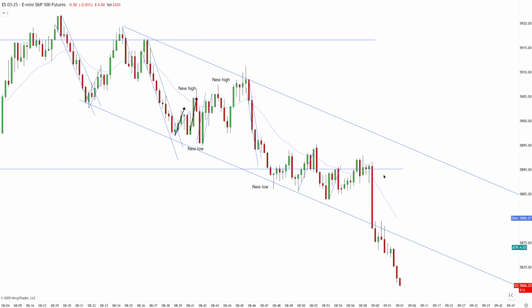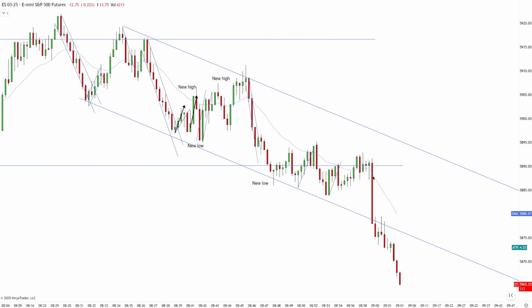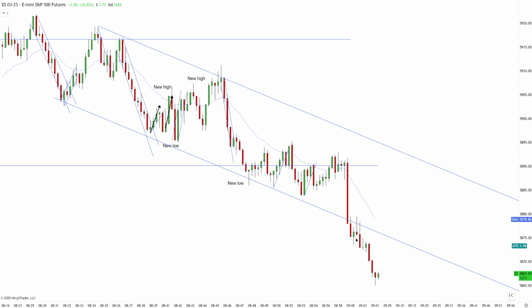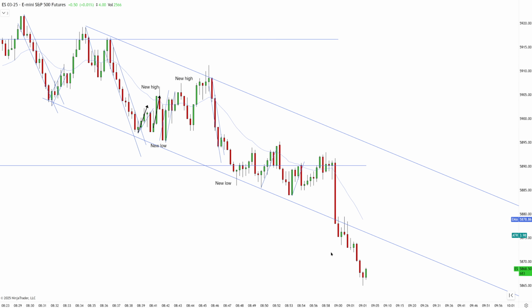I was sitting on my hands because we had high impact news, actually medium impact news, around this area. Right now prices are breaking lower. It looks like there's some steeper channel because it's not acting as overshoot. So we'll see what the downtrend is going to look like.